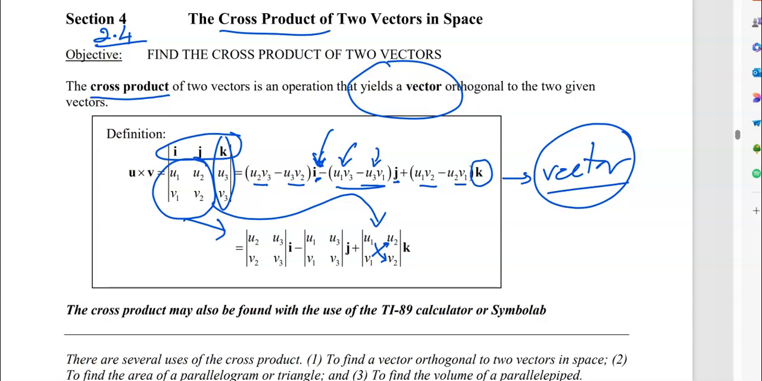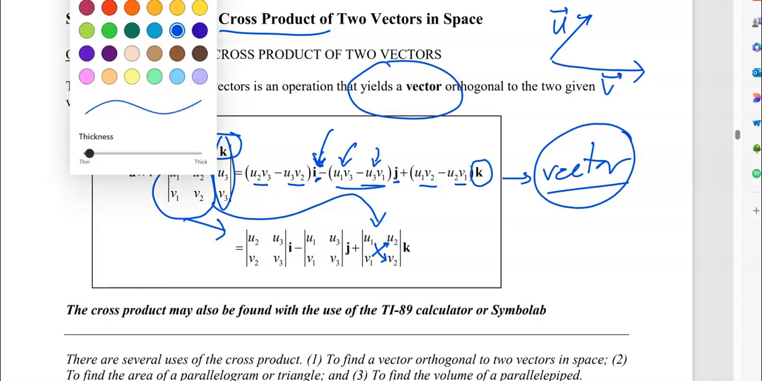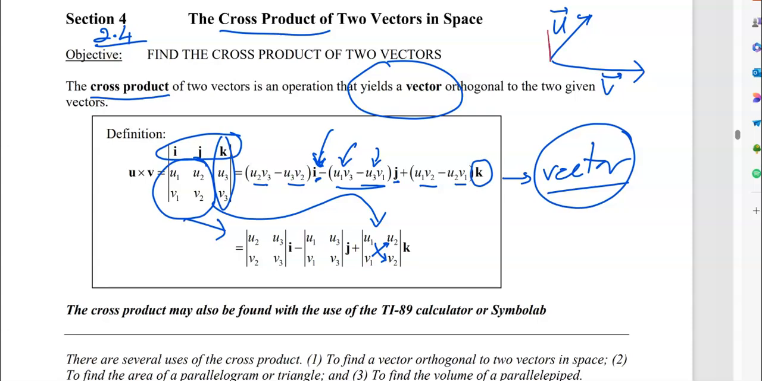If you have a u vector this way and a v vector this way, then the cross product vector is going to be perpendicular to both of them, or orthogonal to both of them. Let me draw that in a color. It's going to look like that, or it's going to look like that at the bottom. I know this is 3D, so it's going to be 90 degrees here, and 90 degrees here too.